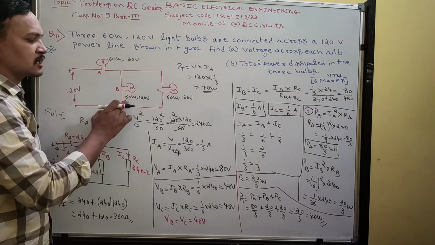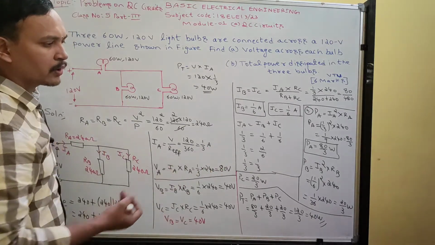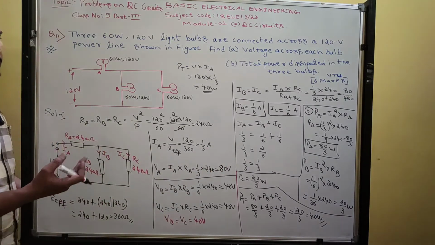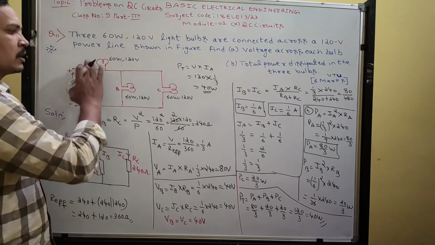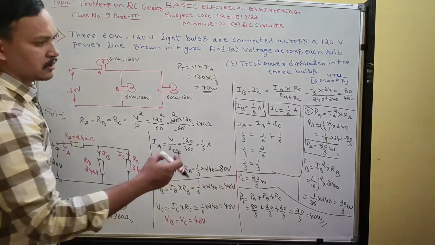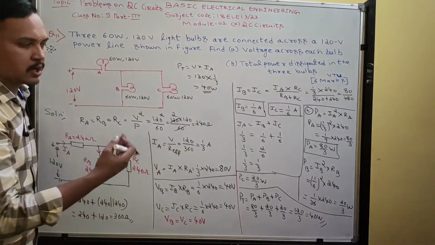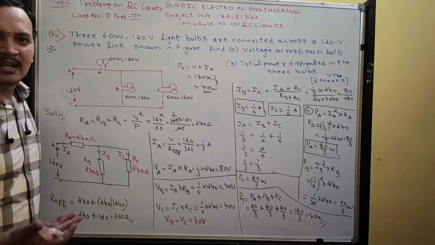What is power dissipated in bulb B? It is a 60 watt bulb. How much is it consuming? 20 by 3 watts, which means 6.66. And here also 6.66. So our circuit is protected. The power dissipated is not above the specified bulb ratings, hence the bulbs will operate in a safe way.